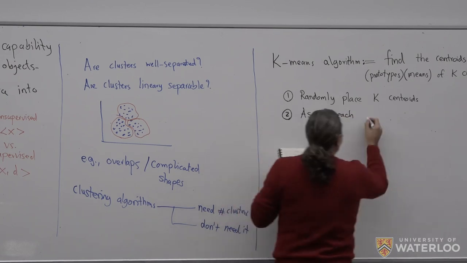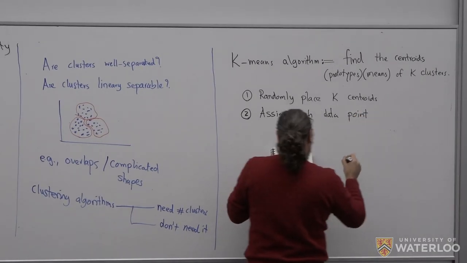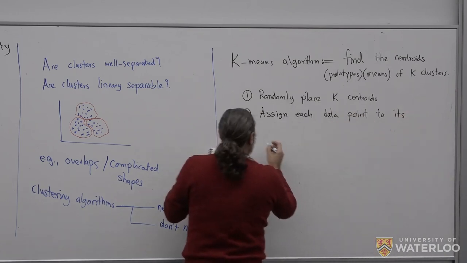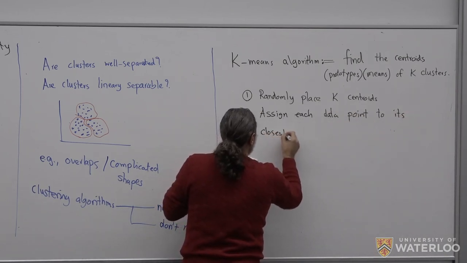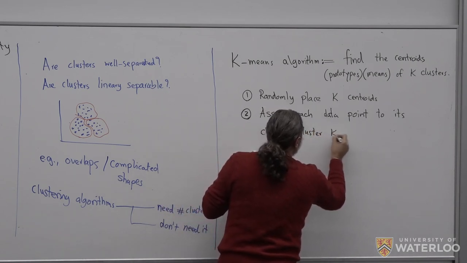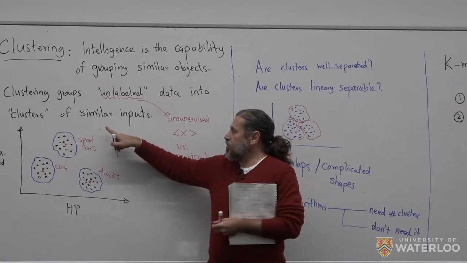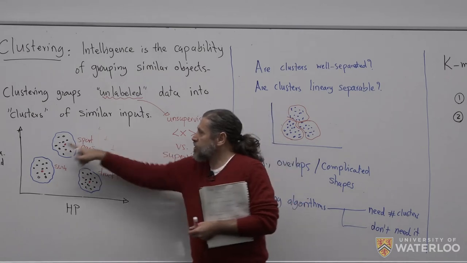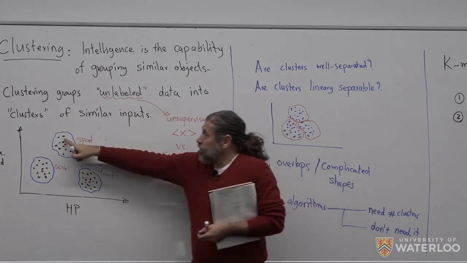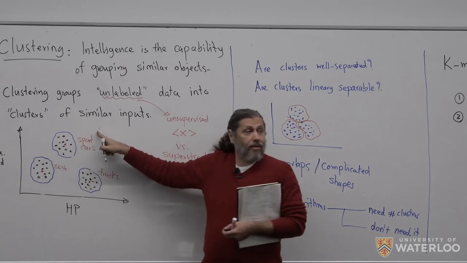And then, second step, we assign each data point to its closest cluster. So if I come up with random guesses, each one of them has some distance from every data point. Then I say, okay, you know what, this and this guy are close to this, so I assign these two guys to this.